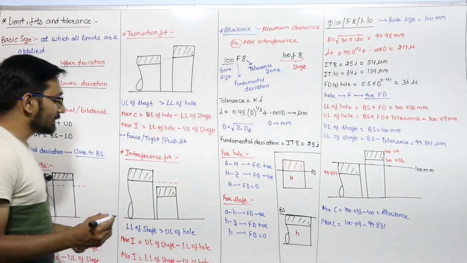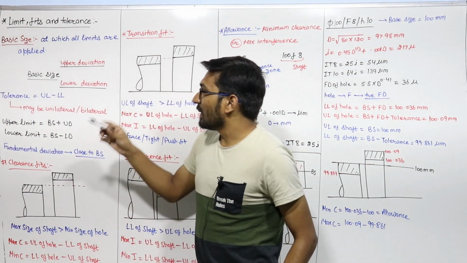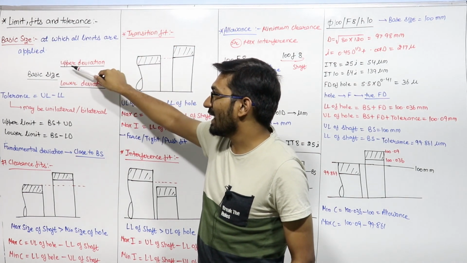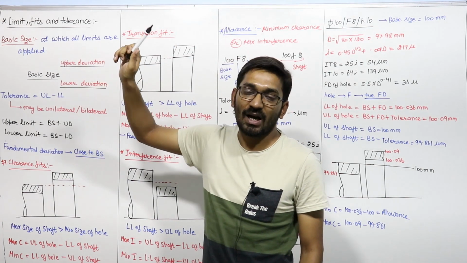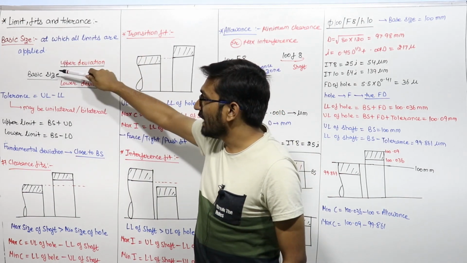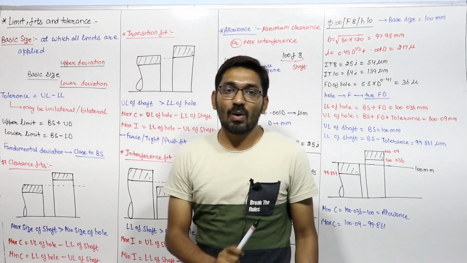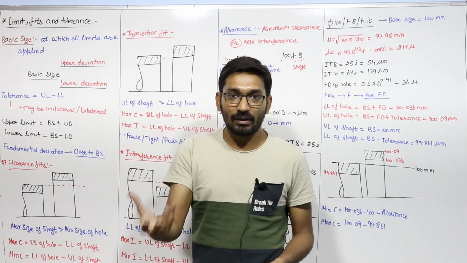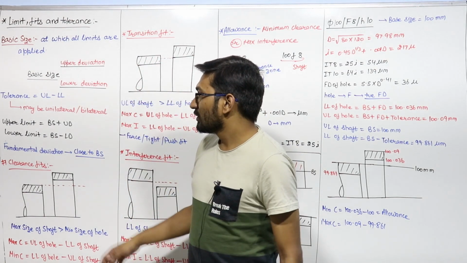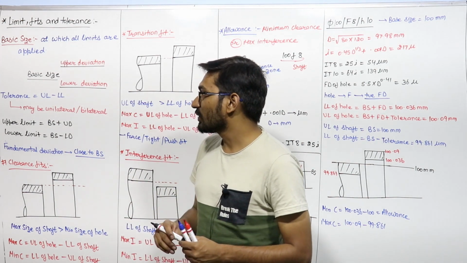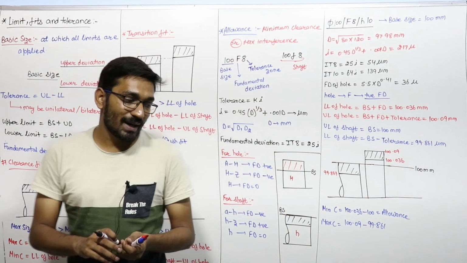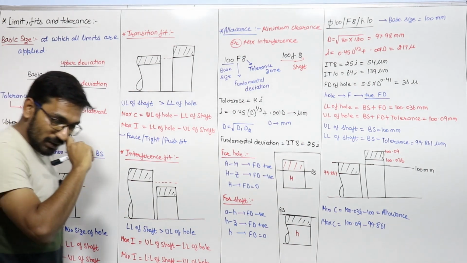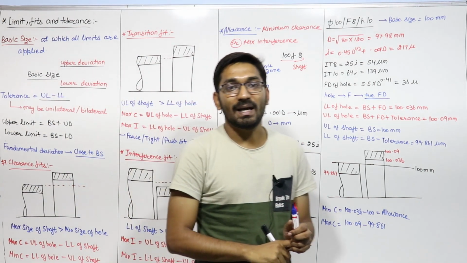So we can say that upper limit is basic size plus upper deviation, the upper limit of the product, and basic size minus lower deviation is the lower limit of your hole or shaft. So we can say what is the tolerance. Tolerance is your upper limit minus lower limit. This tolerance may be unilateral or bilateral.